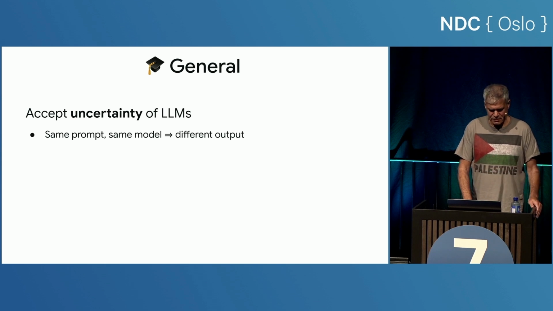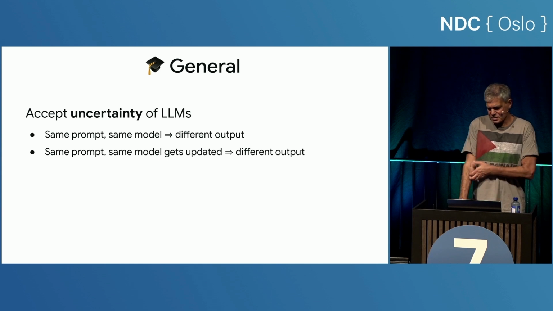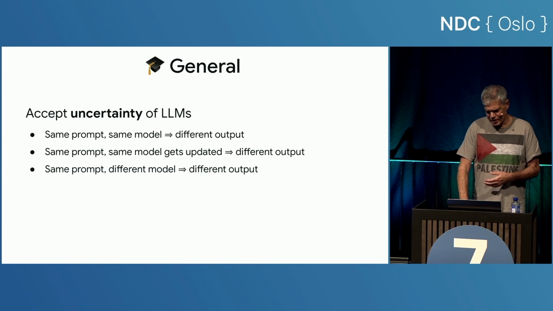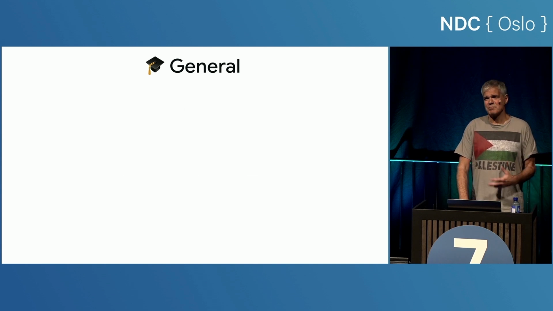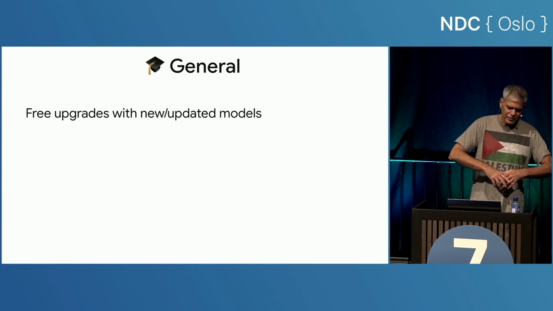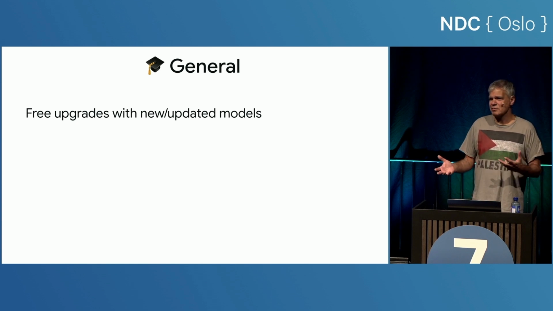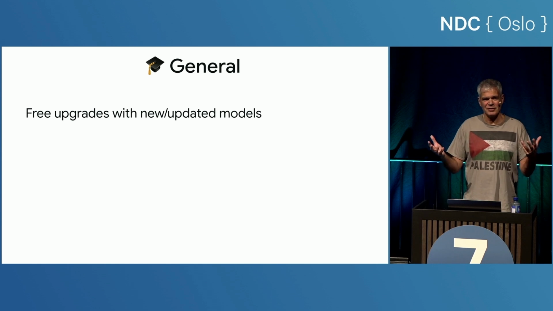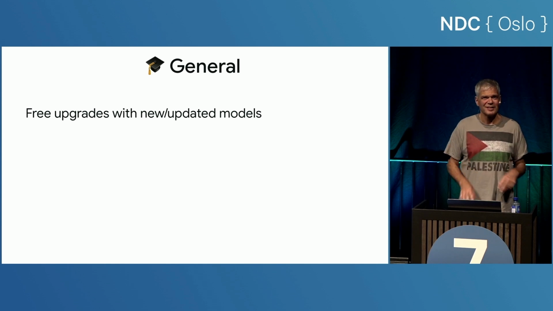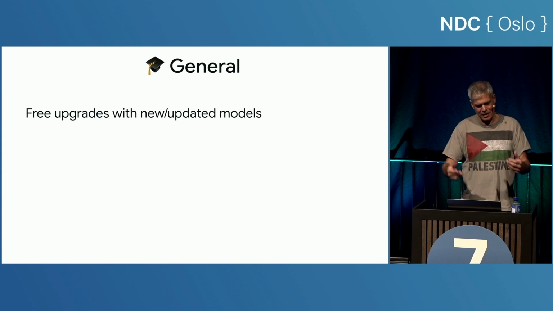This is a bit repetitive, so I'm going to go through this quickly, but the same prompt, same model can give you different output. The same prompt, same model, the model can get updated to give you different output, and so on. So just expect the unexpected when you're working with these things. The good side of that story is that when a new model comes out, suddenly your app gets better, and you didn't have to do any work, quote unquote, other than test and verify and adopt that new model.